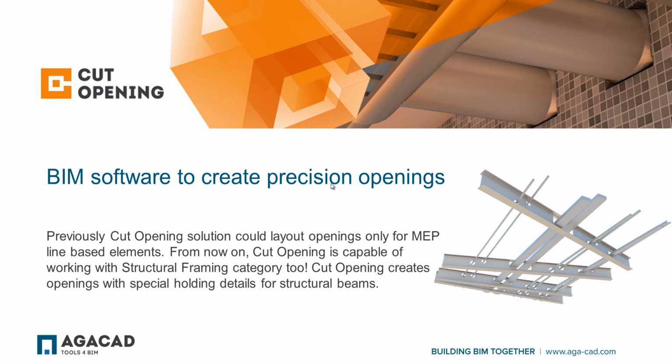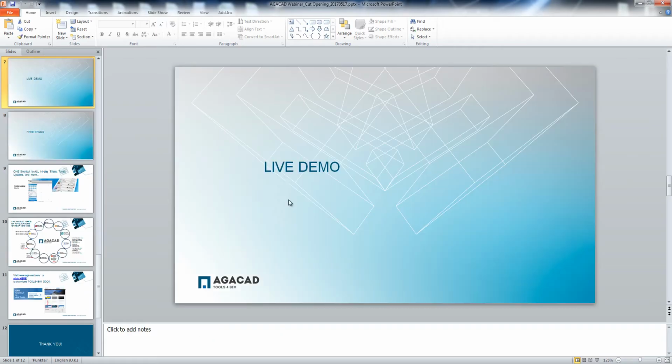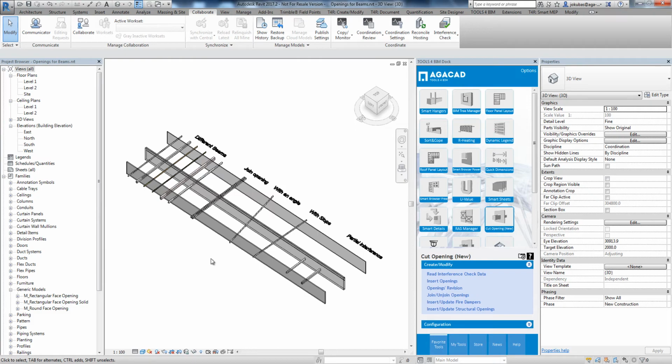Previously, you may know cut opening as a solution that could lay out openings only for MEP, I mean for ducts, pipes, cable trays and conduits, where we clash with structures. But from now on, cut opening is capable of working with the structural framing category, and it creates the openings with all needed details for structural beams if needed. I don't want to speak about this literally, so let's go to the Revit environment and take a look at how it is working.